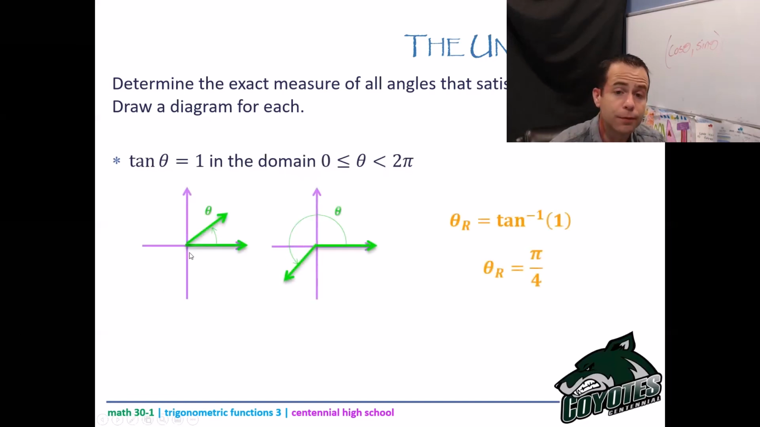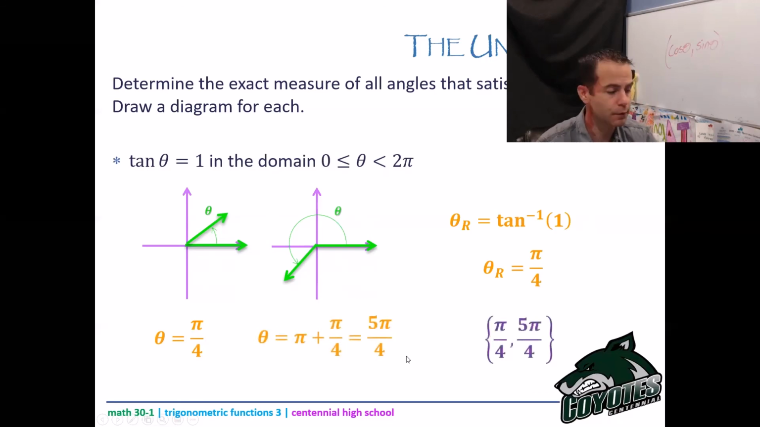Okay, so for my quadrant 1, my answer would be pi over 4. And then for quadrant 3, my answer would be pi plus pi over 4. This time I'm going to call pi 4 pi over 4, right? Because I'm just trying to get a common denominator. And so 4 pi over 4 plus pi over 4 would be 5 pi over 4. So my answers would be pi over 4 and 5 pi over 4.